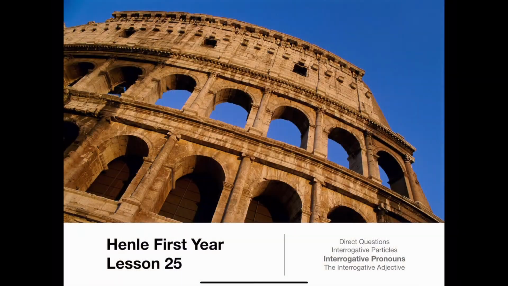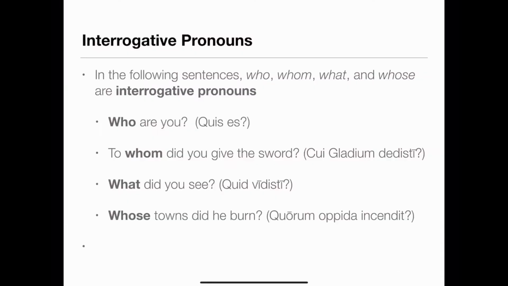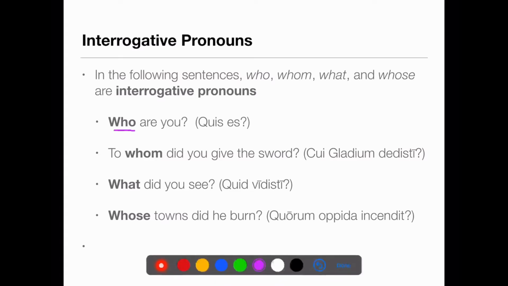This is Henle First Year Latin, Lesson 25, Part 3, which is about interrogative pronouns. In the following sentences, who, what, whom, and whose are interrogative pronouns. So we can see how this works in English. Who are you? In Latin, it's quis es.